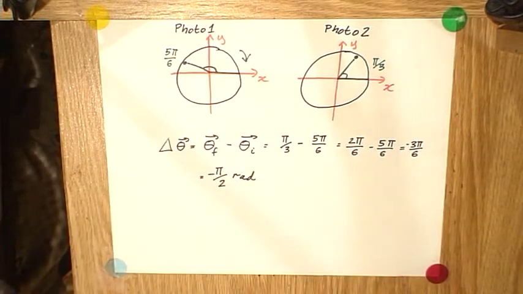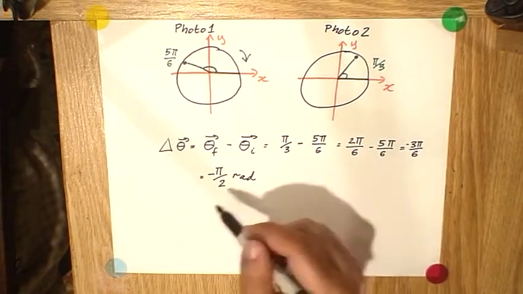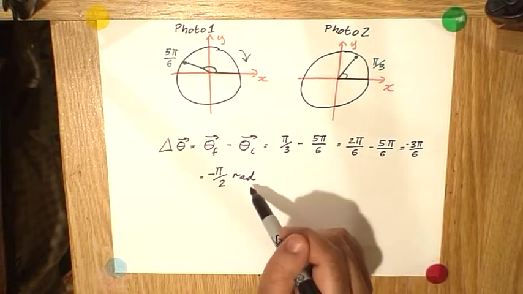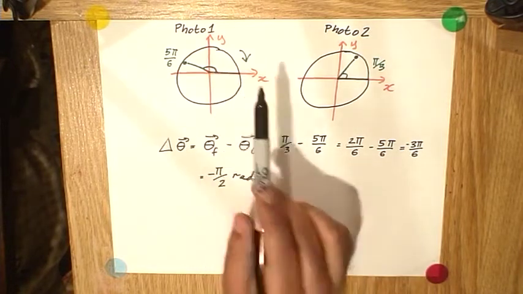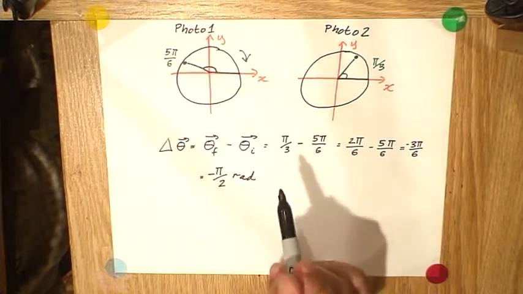And notice, of course, that everything is negative here. 2 pi minus 5 pi gives us negative 3 pi over 6, and that's equal to negative pi over 2 radians. And that makes sense because this object was rotating clockwise.